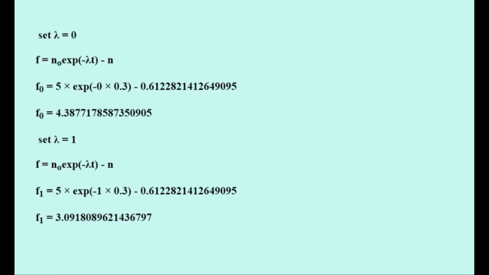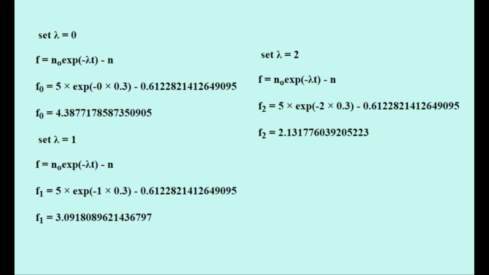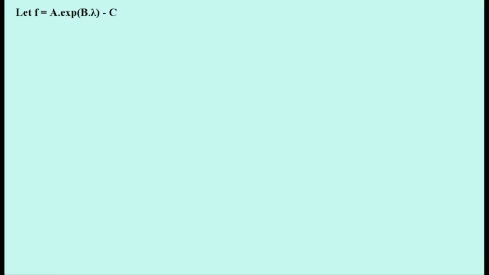And similarly, we can find f1 when lambda equals 1. And then we need to find f2 for lambda equals 2, since we need 3 points to calculate this curve. And so this is what our reconstructed function f should look like, as an exponential equation. And we need to get the variables a, b, and c from the values of f0, f1, and f2.